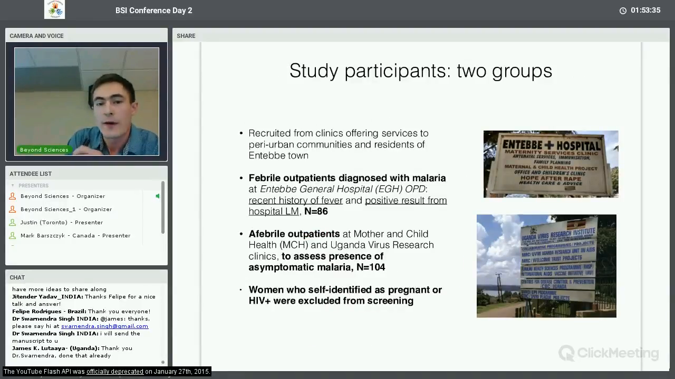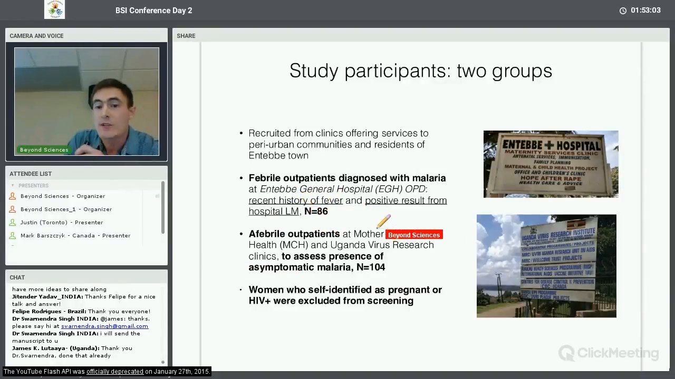This is a summary of the recruitment into our study. We had two groups of participants. The first group of participants was recruited from the outpatient department of Entebbe General Hospital. There were 86 participants. These participants were diagnosed with malaria by the hospital. They had fever, and the malaria diagnosis was done on the basis of light microscopy at the hospital lab.